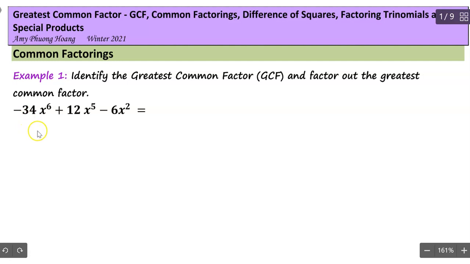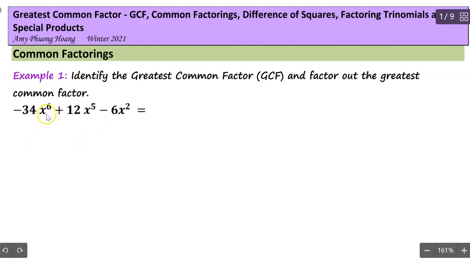Let's say you said, how about I try 3? Because 3 is greater than 2. So 3 divides evenly into 6. 3 divides evenly into 12. But 3 does not divide evenly into negative 34. Therefore, the greatest common factor in this case is positive 2. So the greatest common factor for all of these coefficients is positive 2.